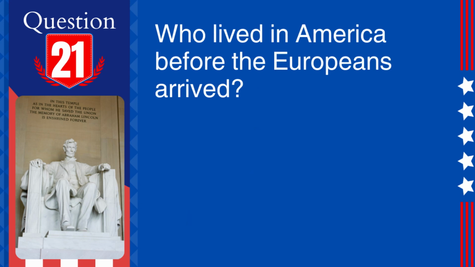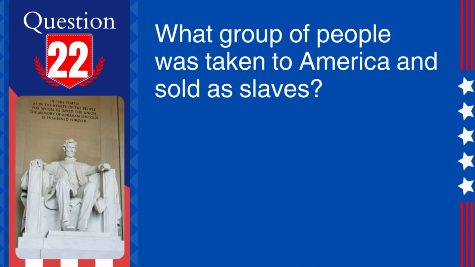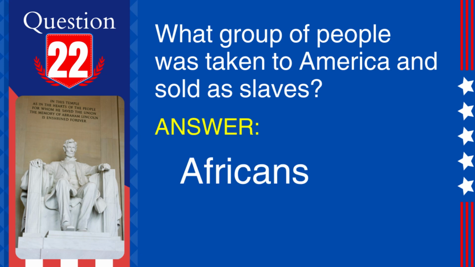21. Question. Who lived in America before the Europeans arrived? Answer. American Indians/Native Americans. Explanation. Native American tribes were the original inhabitants of the Americas before European colonization. 22. Question. What group of people was taken to America and sold as slaves? Answer. Africans. Explanation. The transatlantic slave trade brought many Africans to America, where they were sold into slavery.